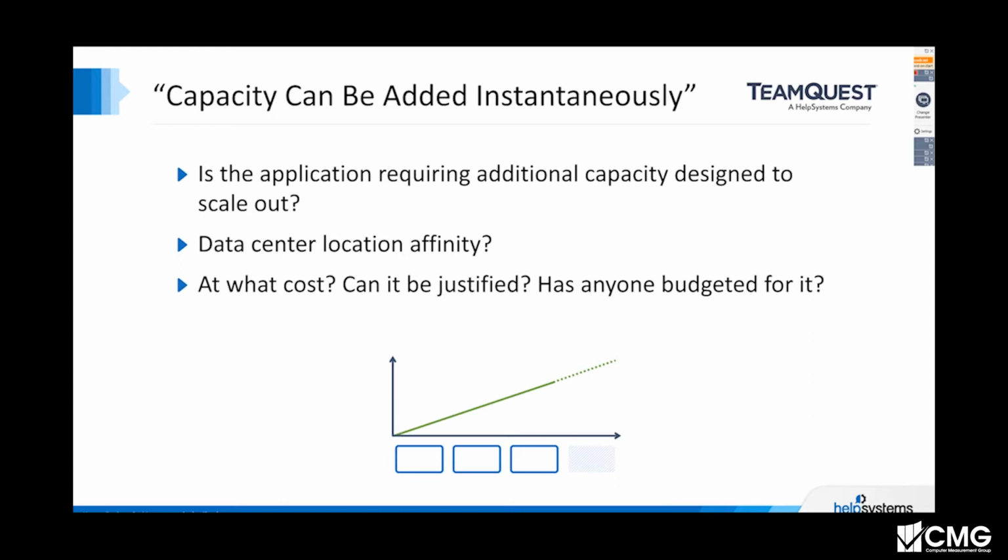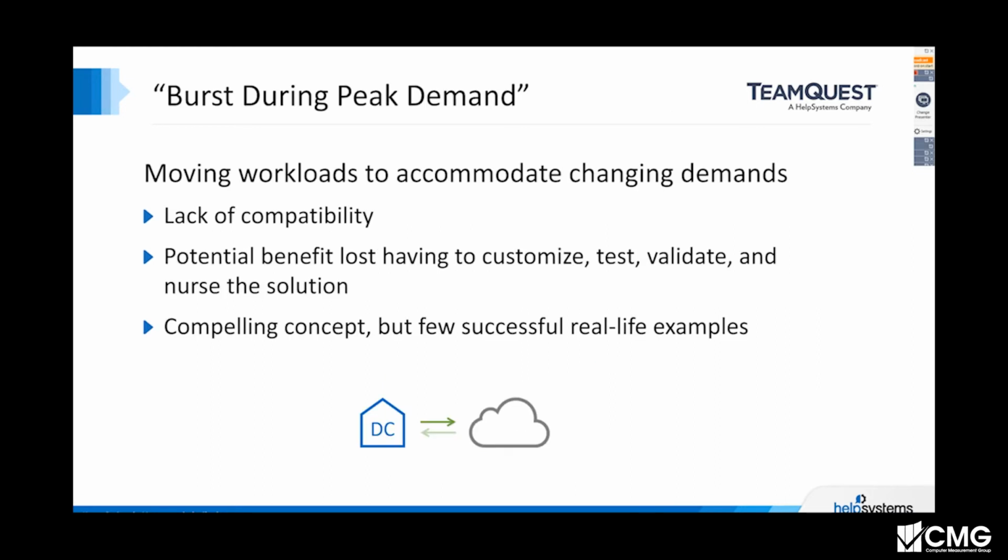Another one that was very common in the beginning, when people started to adopt cloud technology, is that you can burst into the cloud during peak demand. So moving workloads to accommodate for changing demand.